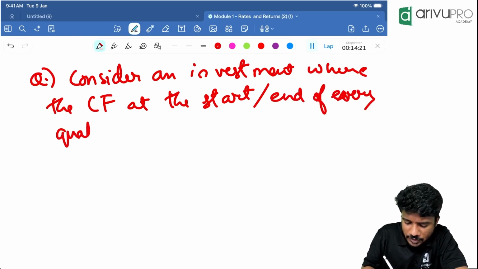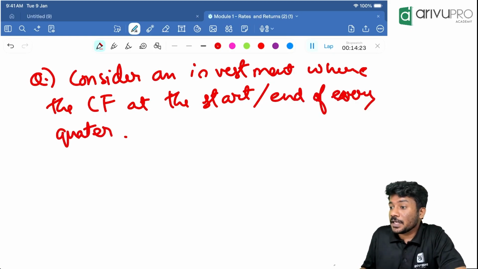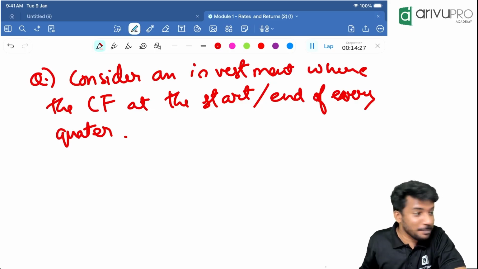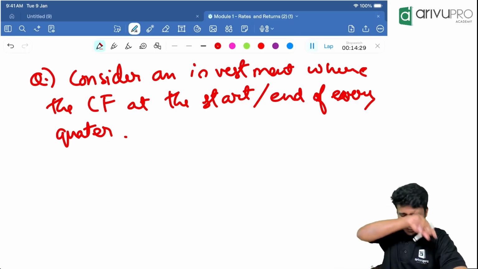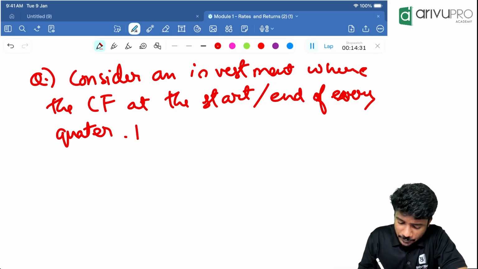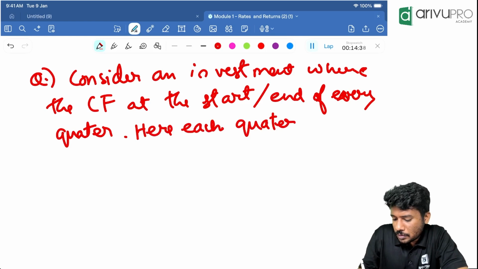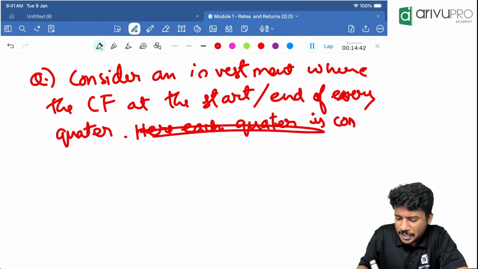What are we considering here? Quarter. That means how many periods in a year? 4 periods will be there. 4 compoundings will happen every year. Now here, each quarter is considered as a sub period. So I am not mentioning that part.